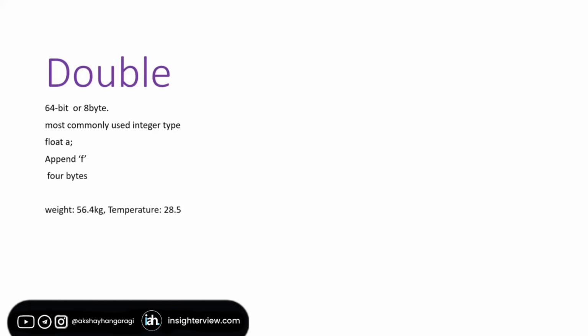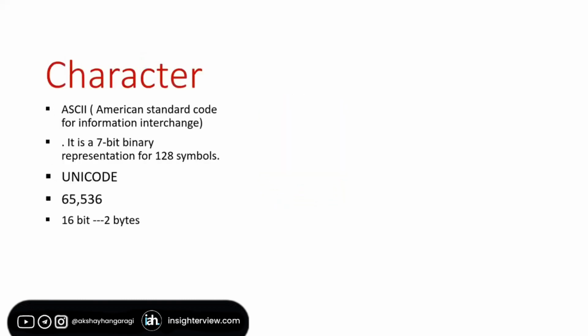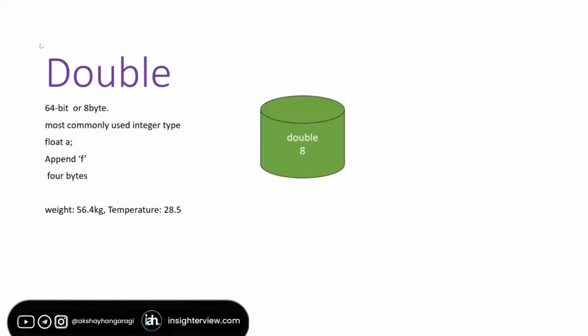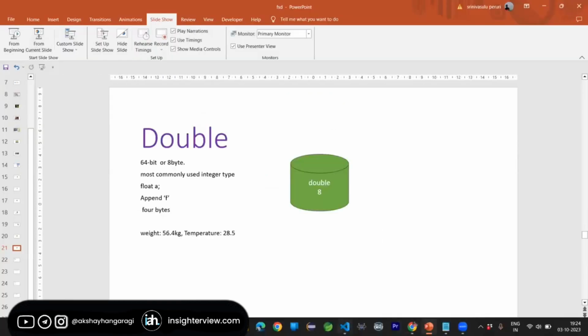It has 8 bytes. And what are the common values we can store? I will explain that. If you take double as 8 bytes, it will hold this. Now, guys, I will walk through this.